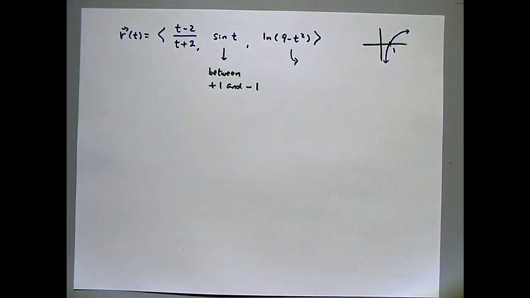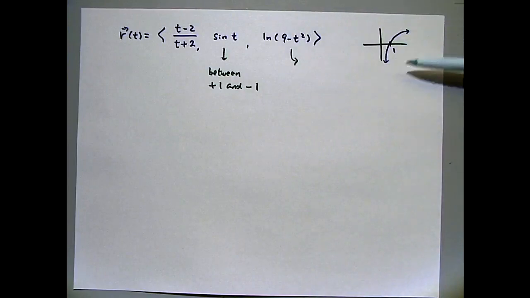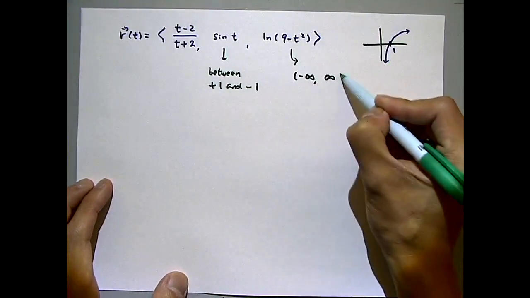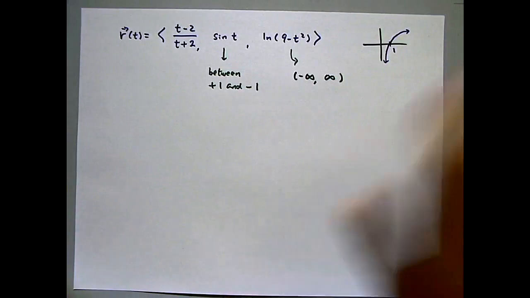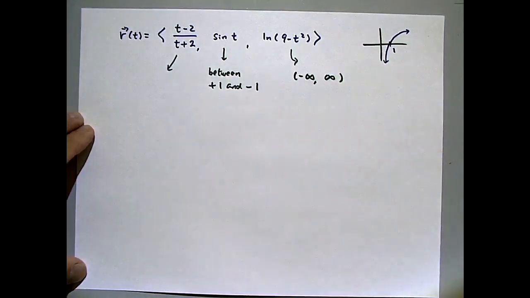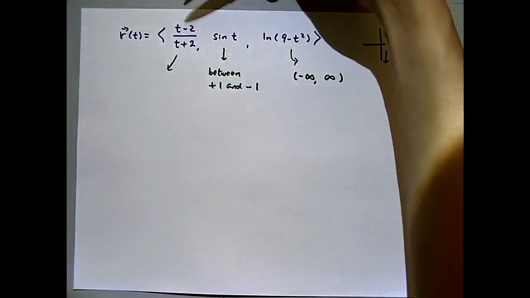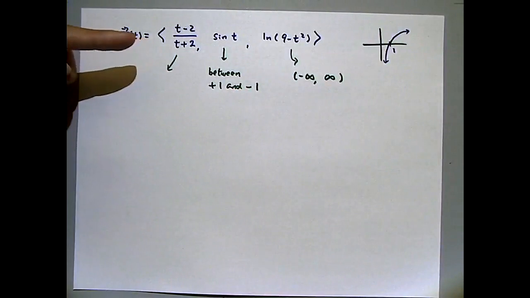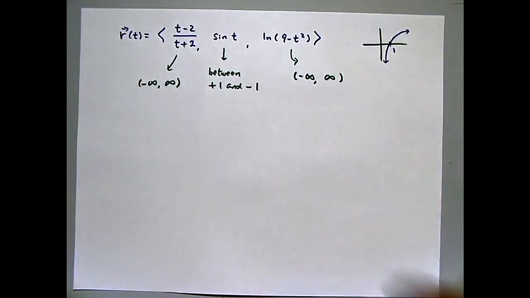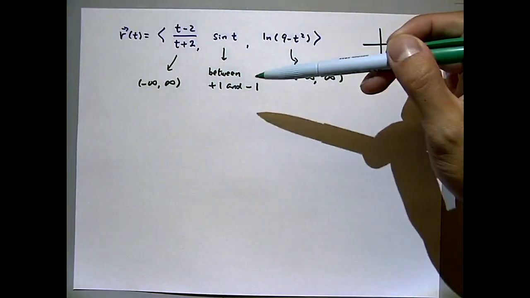Okay, so this tells us that the natural log function, assuming 9 minus t squared makes sense, can cover any number from minus infinity up to positive infinity. And this means that the z component can go all the way up, all the way down. Right? So then this can also be any number, assuming that t plus 2 is never allowed to be 0. So basically, we're going to get a vector that has no restriction on the x and z components, but has a restriction on the y component.